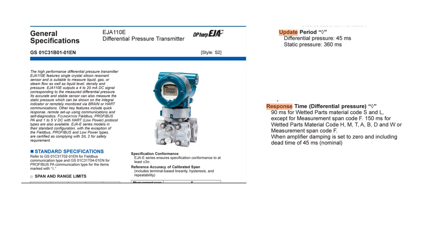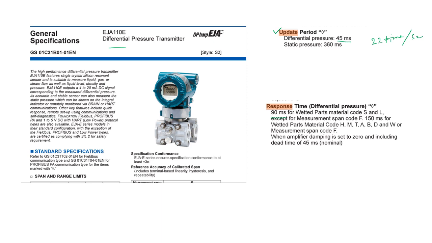Let's look into the other transmitter, which is the Yokogawa EJA110E. Now, in this case, the update period is 45 milliseconds, which means per second it gets updated more than 22 times, right? 22 times per second. So this can be used. Again, response time is 90 milliseconds, which is way below 200 milliseconds. So this can also be used.